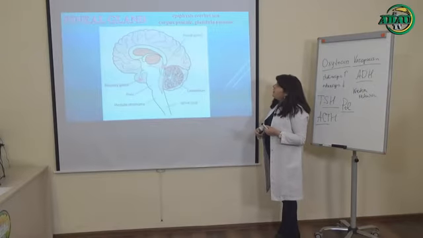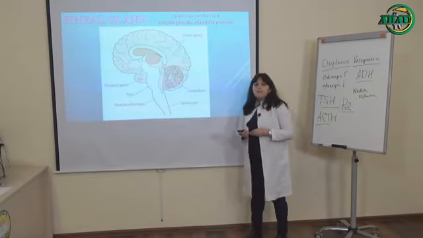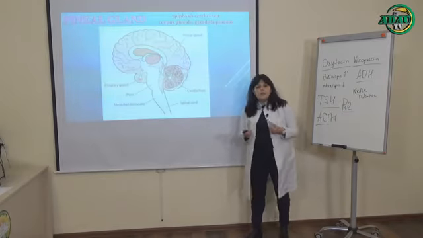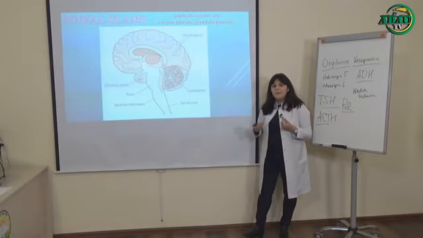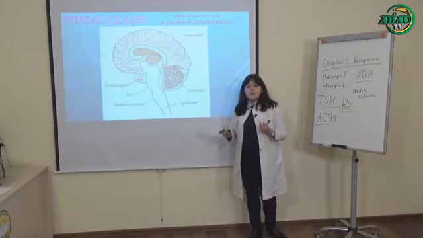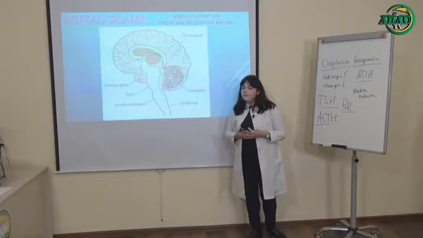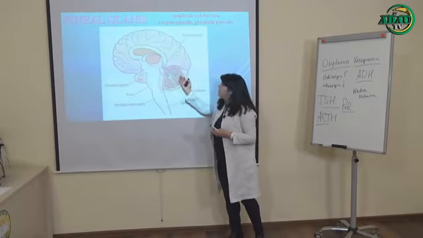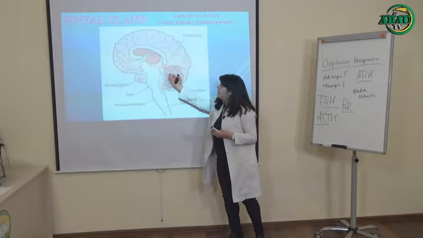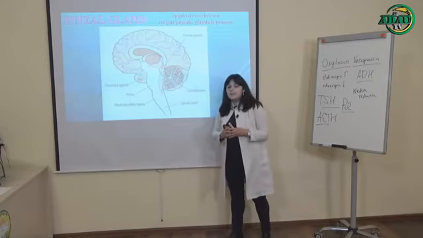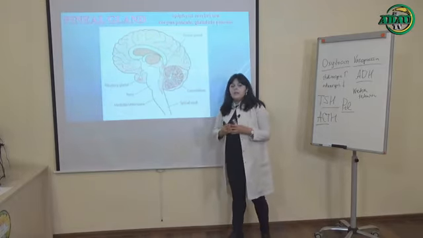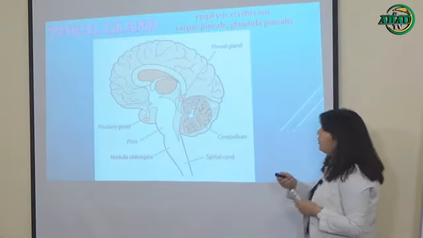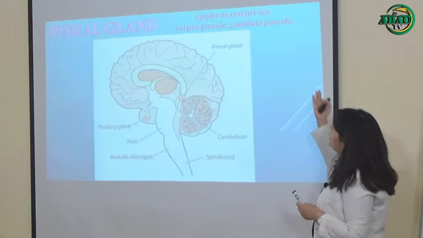Let's talk about the second gland. The second gland is the pineal gland. Why is this gland called the pineal gland? Because this gland anatomically looks like a pine cone. Here you can see the location of the pineal gland just under the corpus callosum. This gland also relates to the diencephalon. It's also found in the brain. The pineal gland in Latin is called epiphysis, or glandula pinealis.